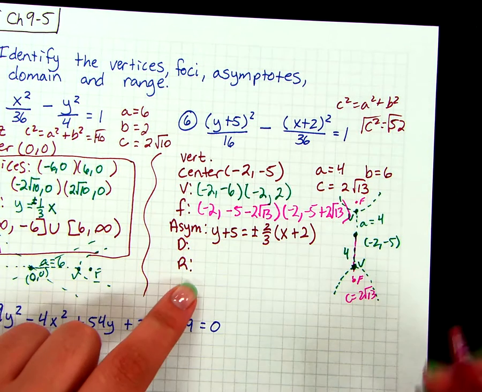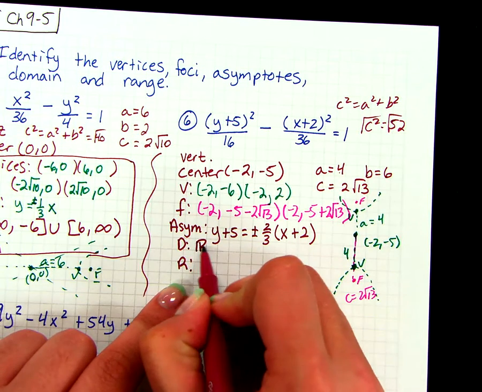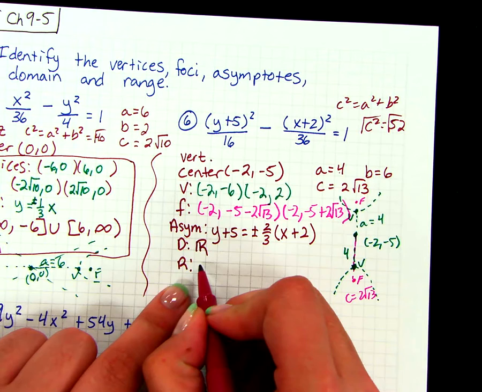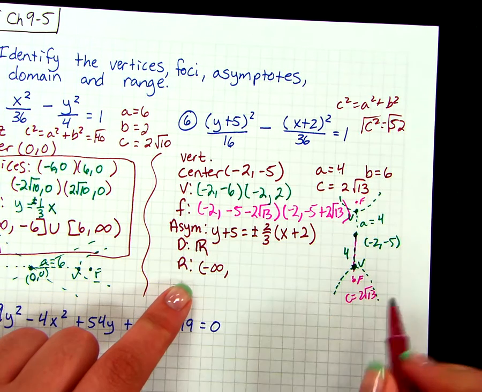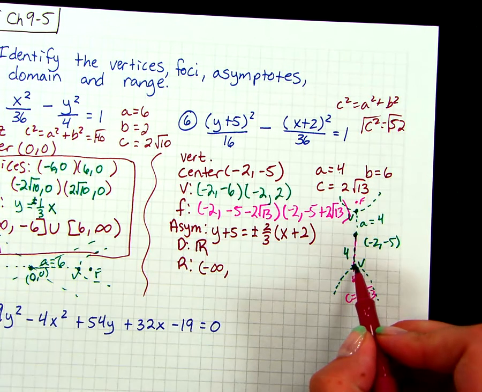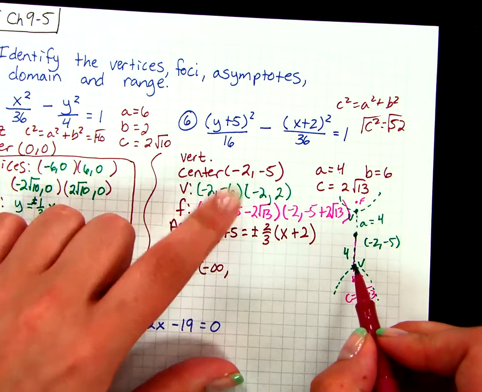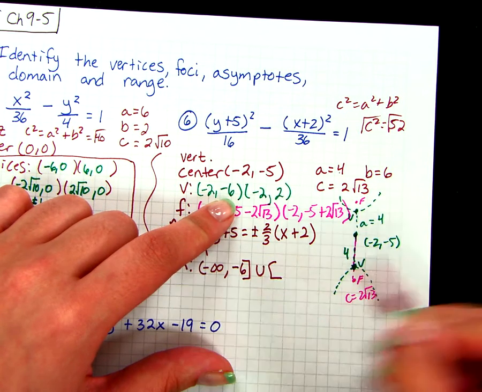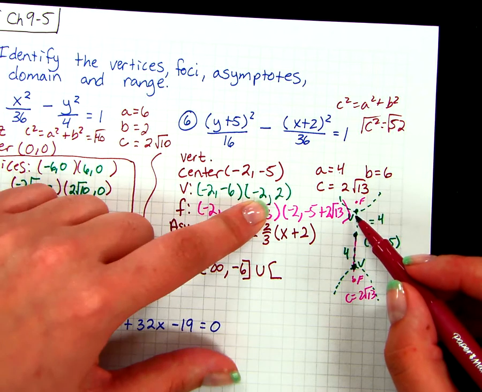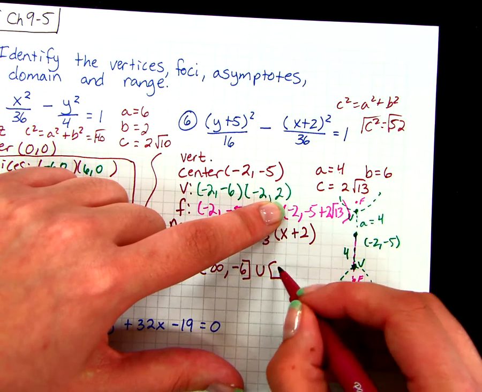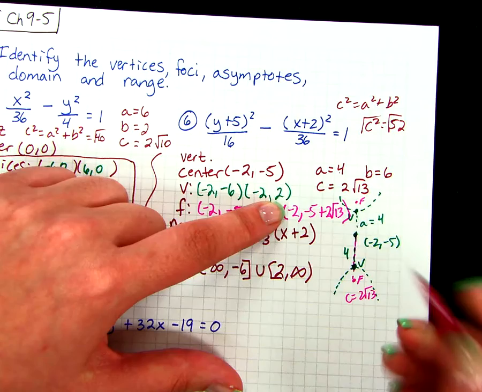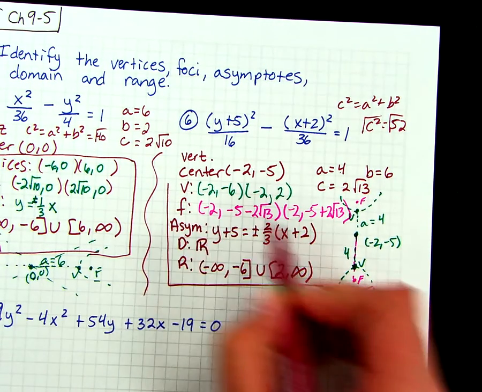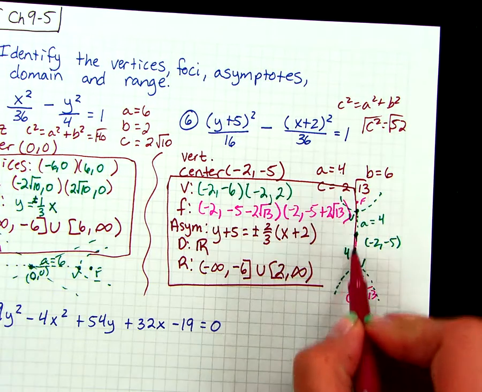For domain and range, the domain this time is all reals, and our range is coming from -infinity up to the vertex. So -infinity to, and then our vertex for the y value is going to be -6. Or we're going to start at the next vertex, which is at 2 for the y value, to +infinity. That'll be the domain and range. So again, all of this information is our answer.